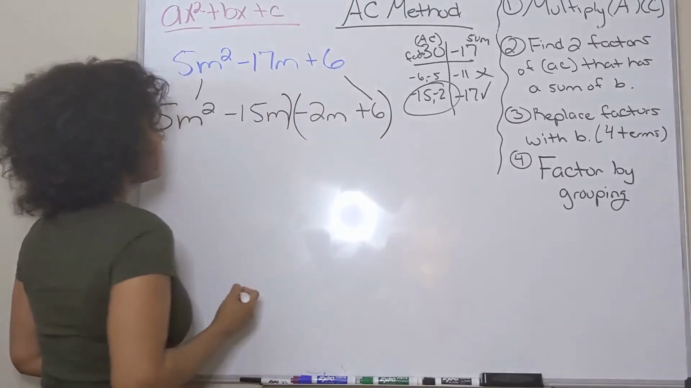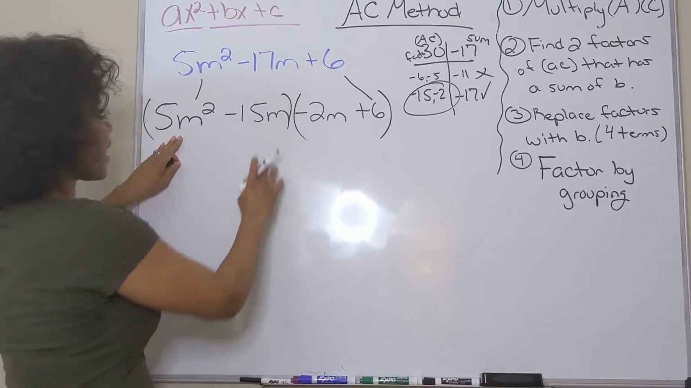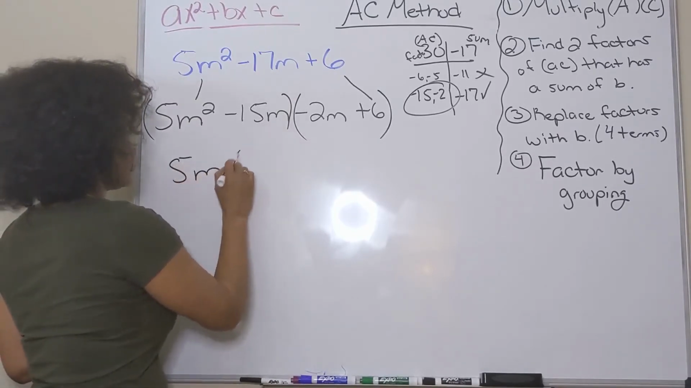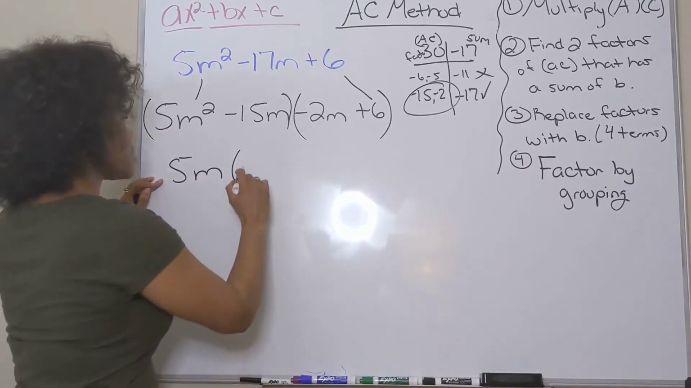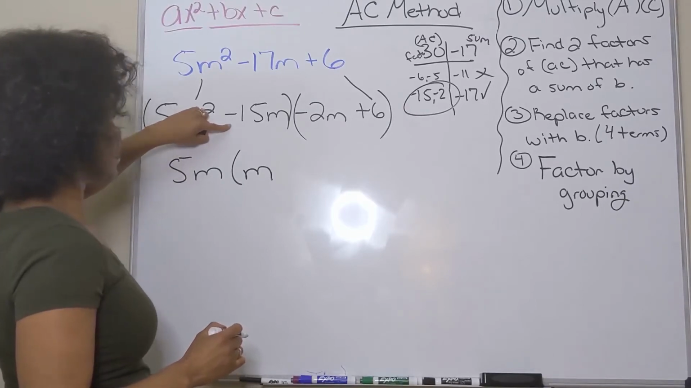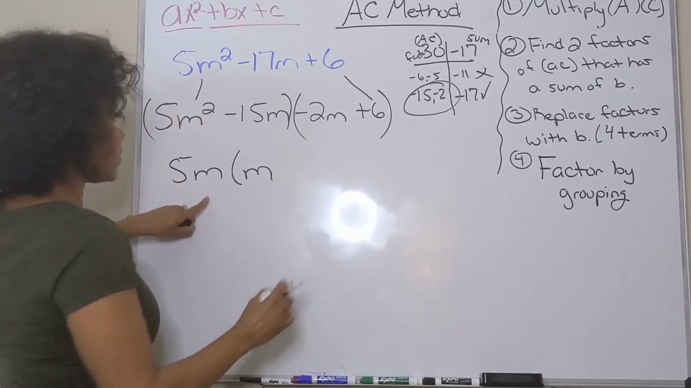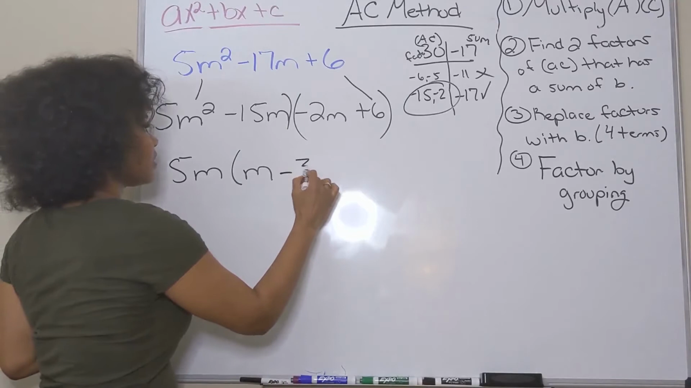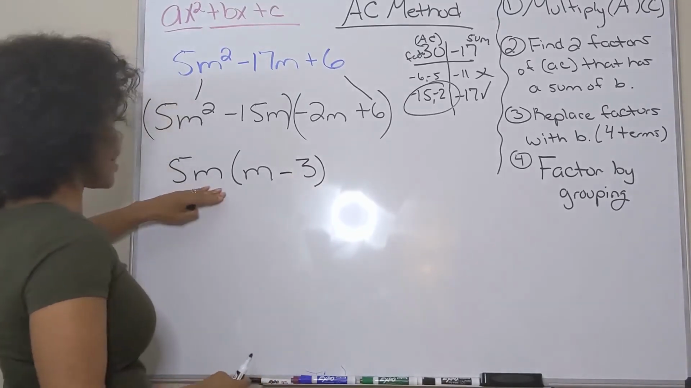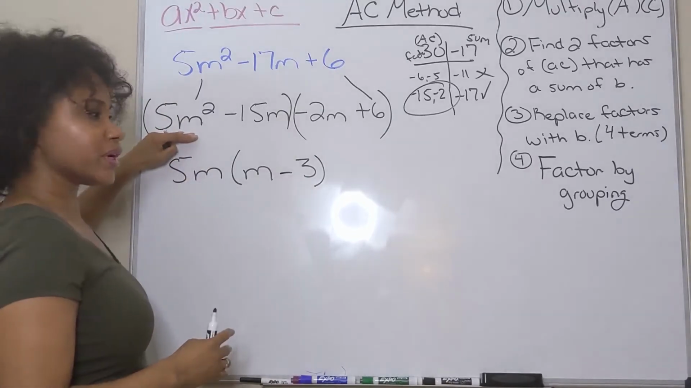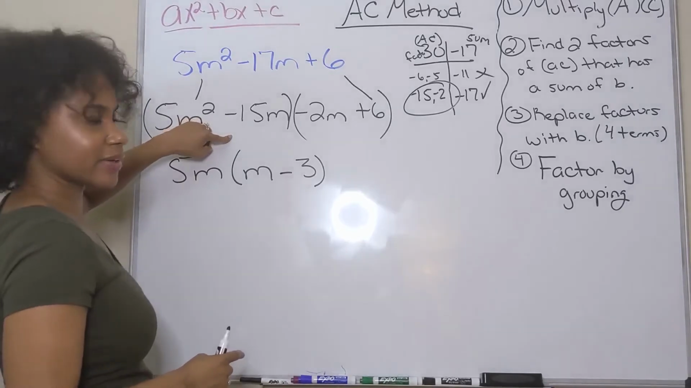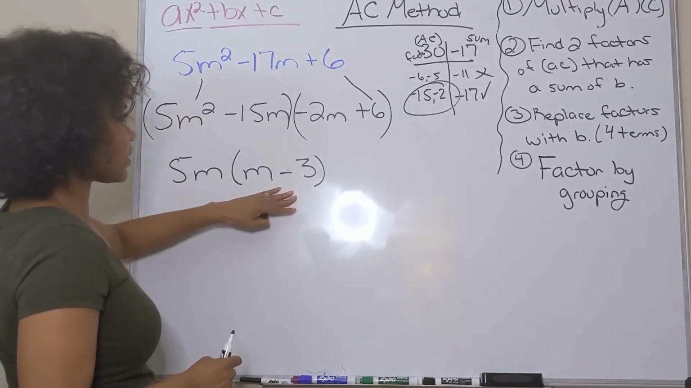And then I just group them. So I could factor out a 5m. Dividing those two, I'm just left with the m. I took away the 5 and the m. And then negative 15m divided by 5m would be negative 3. So if you need to go back and check, 5m times m gives me 5m squared. 5m times negative 3 gives me negative 15m. All right, so I factored that one correctly.